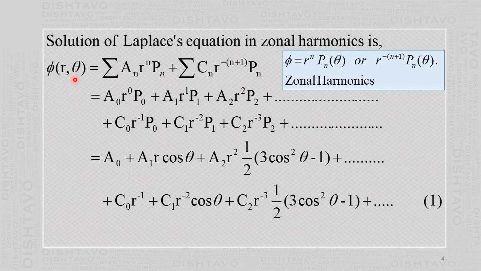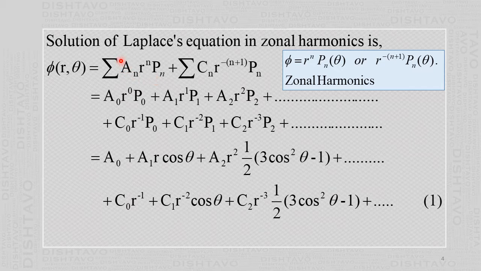Then we had seen there are two solutions. One is r raised to n times Pn. Here r belongs to the zonal part and Pn is the sinusoidal, harmonic part. These Pn are called the Legendre polynomials. The other solution is r raised to minus (n plus 1) times Pn. These are true for different values of n going from 0 up to infinity. So the general solution is a linear combination of those solutions.